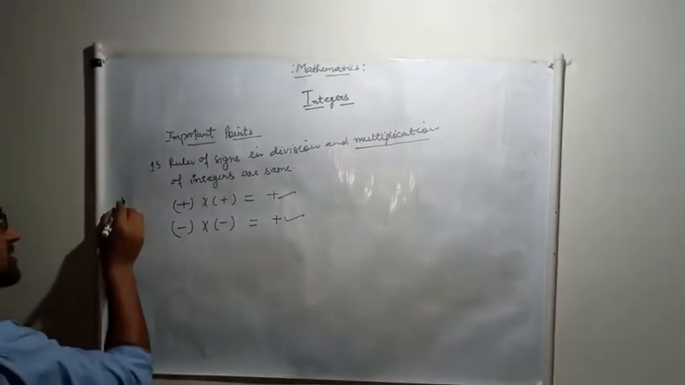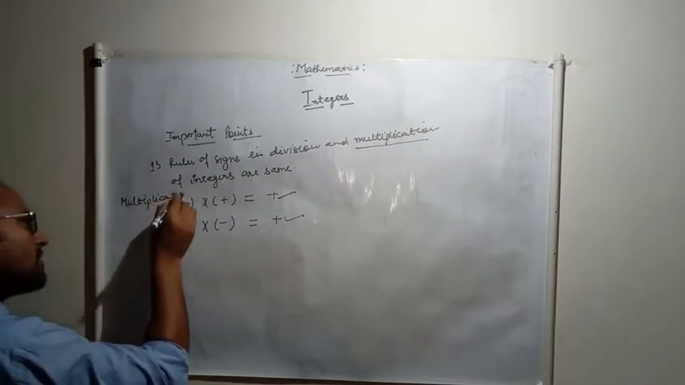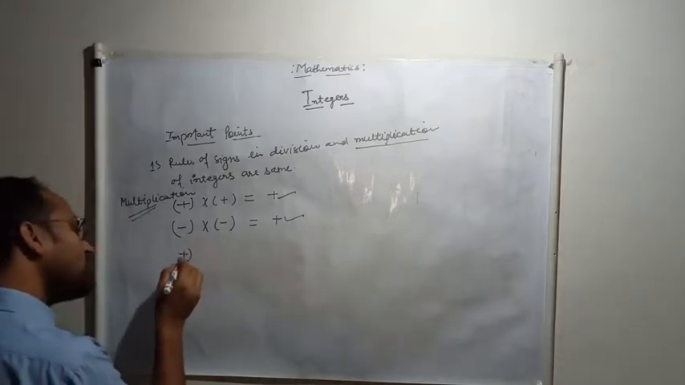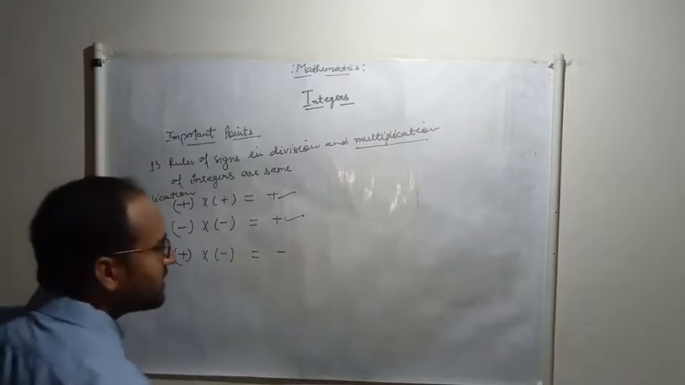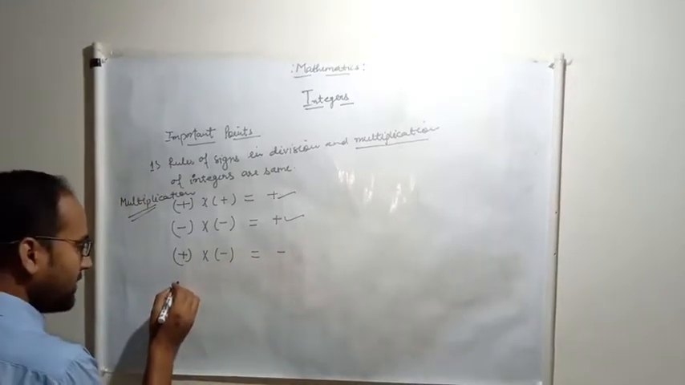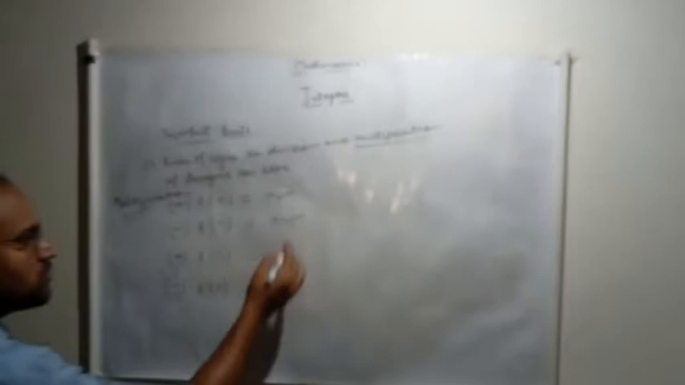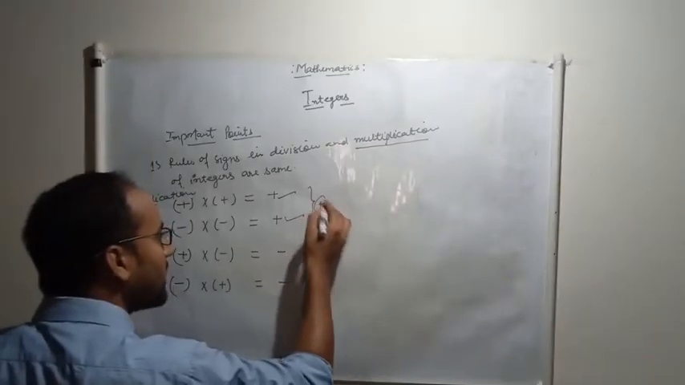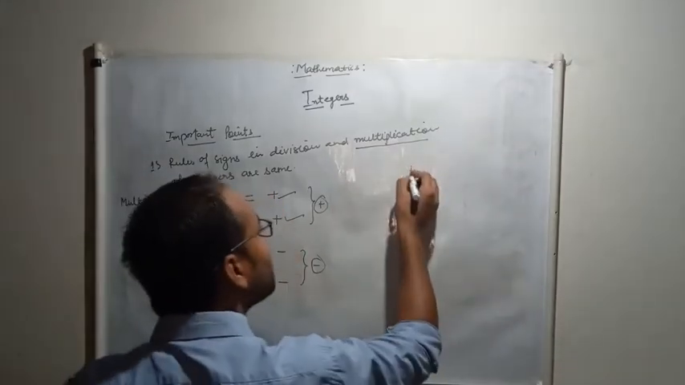This is the case of multiplication. And then, if you multiply one positive and one negative integer, in that case you always get the negative value. And if you multiply one negative and one positive value, in this case also you will get the negative value. So in two cases you are getting a positive, in two cases you are getting a negative value for multiplication.